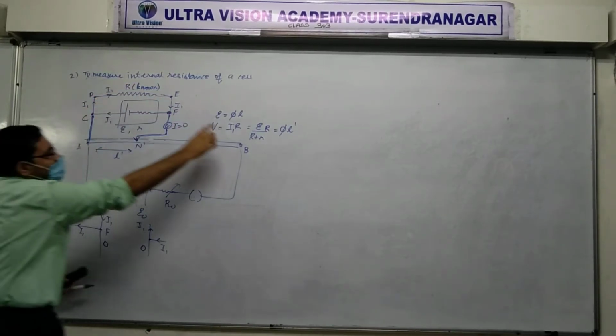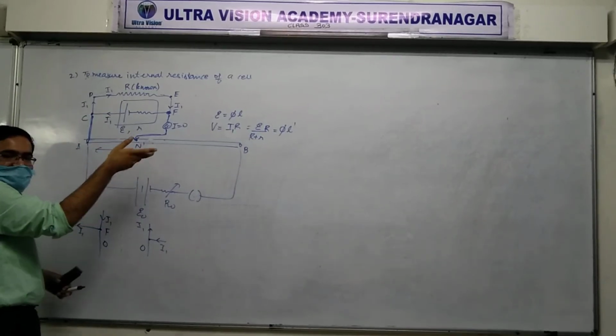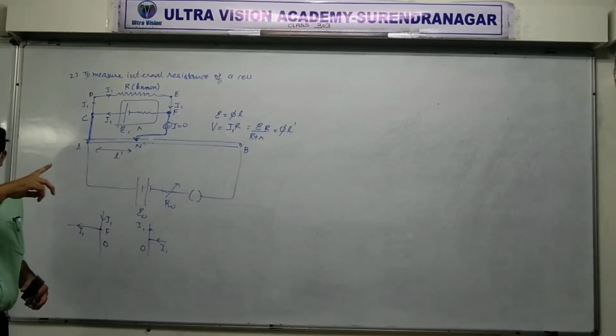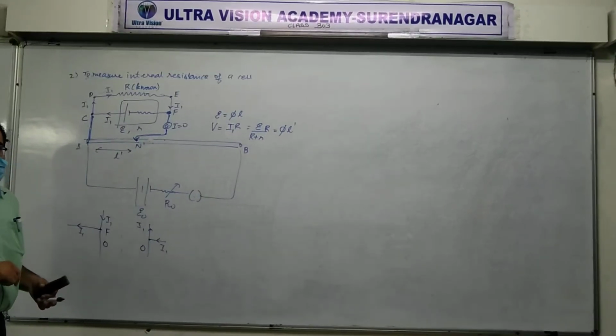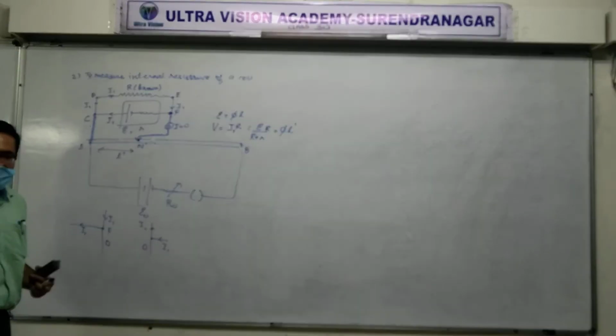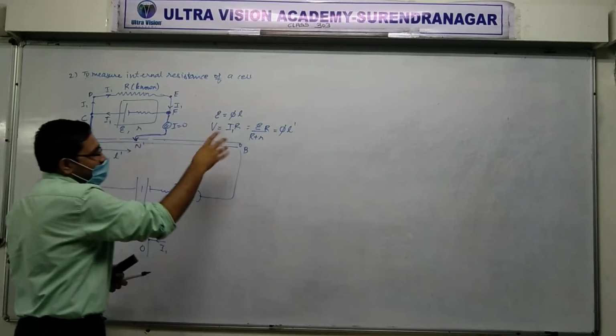So the voltage across it is I1 R, and the voltage across this is phi into L dash. Phi into L dash. Clear or not clear? The principle of potentiometer: V equals phi into L. You remember this. But here the length is not L, it is L dash, and the voltage is phi into L dash.